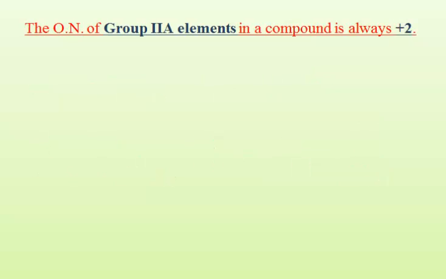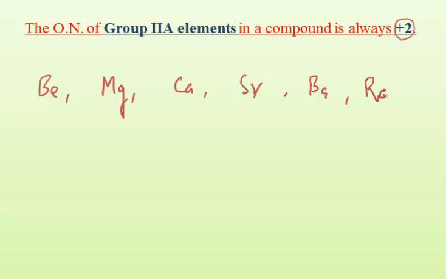Well, the next rule is the oxidation number of group 2A elements in a compound is always +2. Group 2A elements are beryllium, magnesium, calcium, strontium, barium, and radium. Whenever any of these elements are present in a compound, they show a +2 oxidation number.